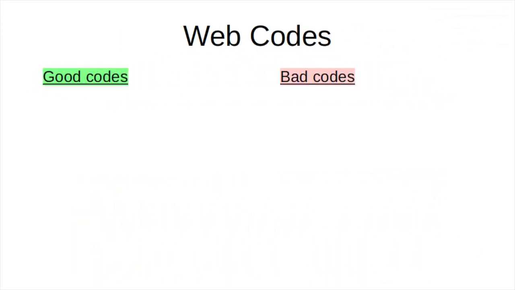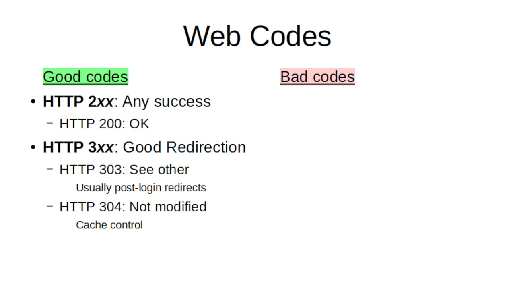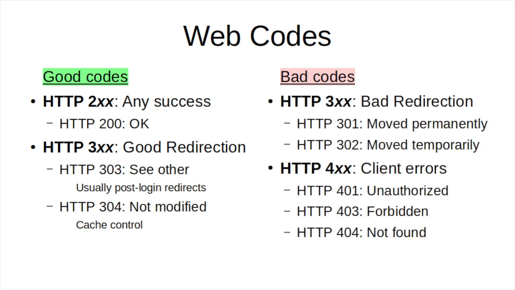We can also watch the web logs for the server return codes. Some return codes are good, like 200 OK or 201 authorized. There are also good redirection codes, like 303, which is used for post and redirects, or 304, which helps with web content caching. But some codes are always associated with bad requests, like 404 not found, 401 unauthorized, or 403 forbidden.